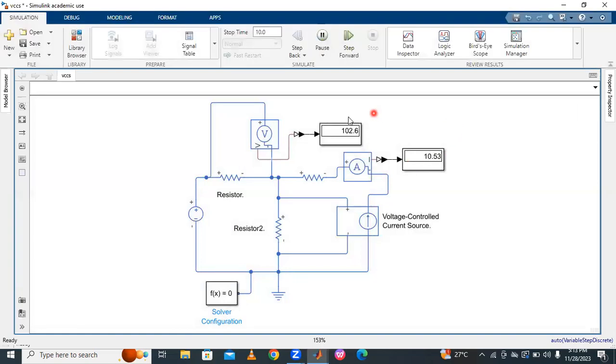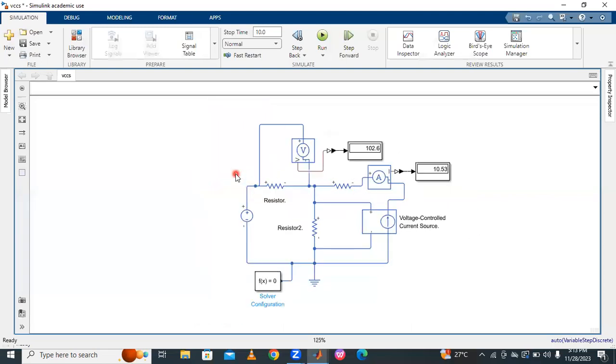So this is called the voltage sensor, this is called the voltmeter. It reads 102.6. This is the voltage across this resistor, and this is the current flowing into this resistor, 10.5. So like this, we can measure the voltage and current in a voltage controlled current source. Understood? And then next, coming to the new circuit.